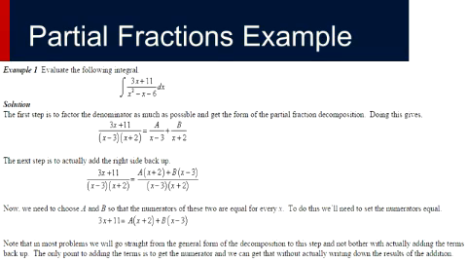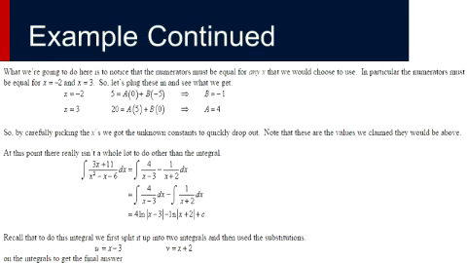To solve this, we'll let 3x equal ax plus bx, and 11 equals 2a minus 3b. When we solve these two equations, we'll get b equals -1 and a equals 4. We'll substitute these two values back into a partial fraction decomposition. Thus, the integral of 3x plus 11 over x squared minus x minus 6 is the same thing as the integral of 4 over x minus 3 minus 1 over x plus 2.